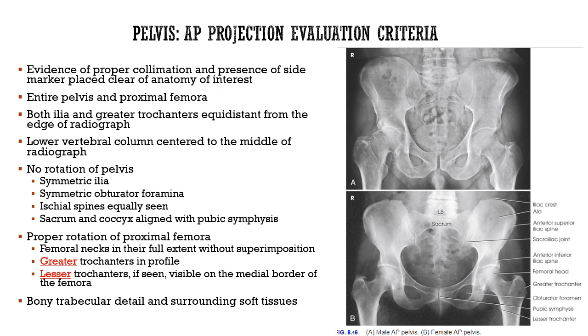We want to make sure that we do not have a rotated pelvis. We want to make sure that our lower vertebral column is centered, and we want proper rotation of the proximal femora so that the necks are in their full extent without superimposition. The greater trochanters are in profile. The lesser trochanters, if seen, are on the medial border of the femora.